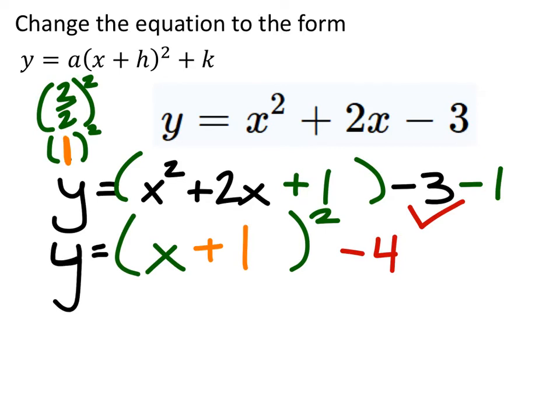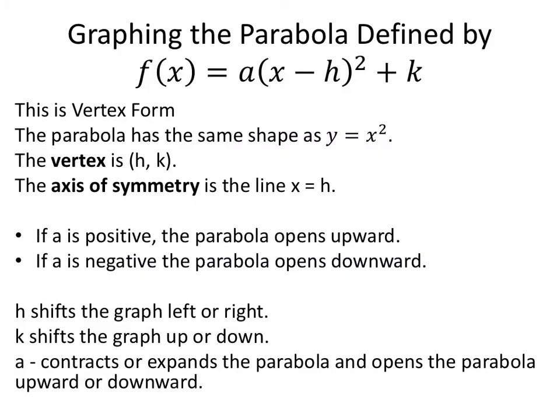That looks like vertex form to me. And if you want to show the a value is 1, so be it, but at least on the test, it's not necessary that you do that. So with graphing, once again, if we can just find the vertex, and it's in vertex form, it makes it extremely convenient. And then from there, we'll just expand out a couple points, and that's all we'll need for graphing by hand.